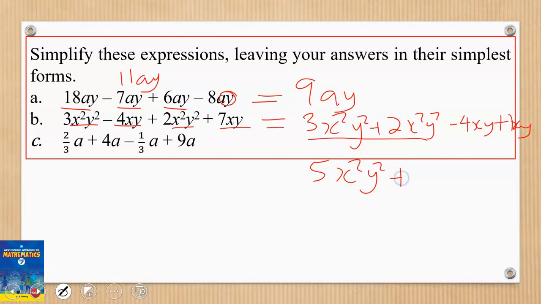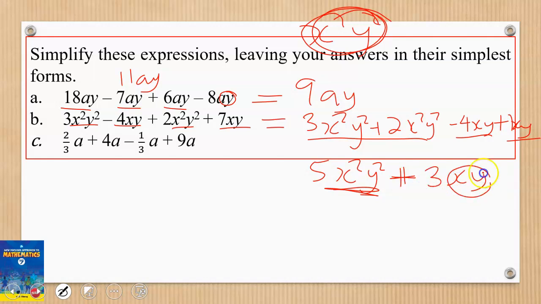Now take note that because the variables are x squared y squared, they are all the same, so we can treat it as an entity. Maybe let's call the whole of this a cap. Then I see I have 3 caps plus 2 caps. It will give me 5 of the caps. Then negative 4xy plus 7xy will give us plus 3xy.